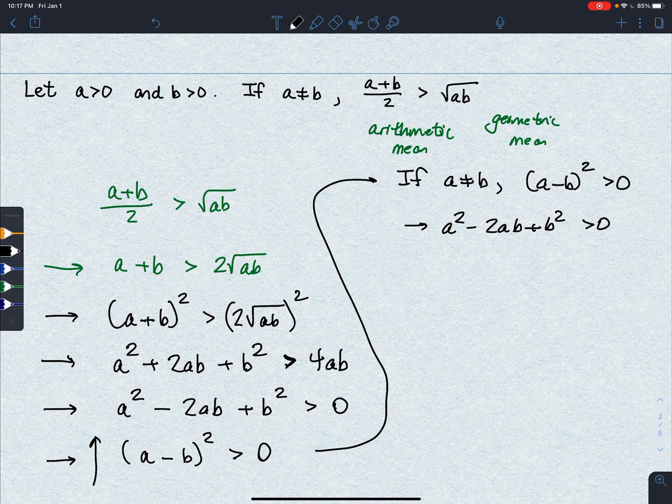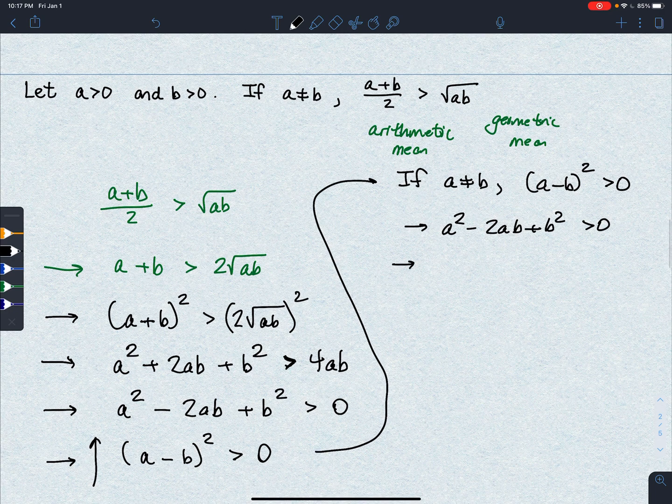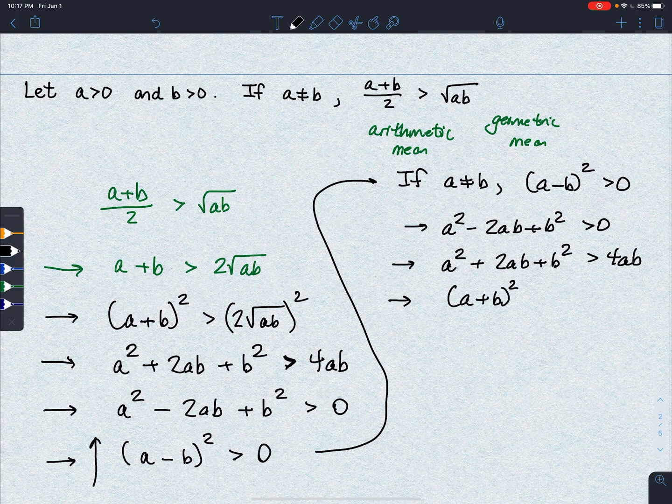And here's where the trickery comes in. Who would think to add 4ab to both sides? Well, somebody did, obviously. If we add 4ab to both sides, because before we subtracted, I'm going to have a squared plus 2ab plus b squared is greater than 4ab. I can kind of see where this is going. The left-hand side can be written as (a plus b) squared, and I'm not changing the right side yet. That's still greater than 4ab.